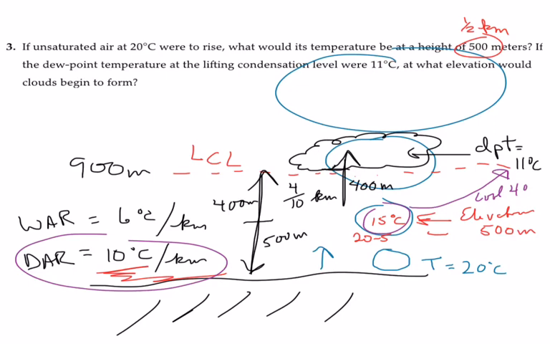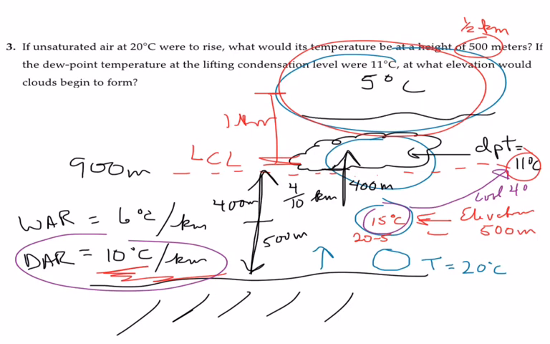If it's 11 degrees now, and this is 1 full kilometer, it's going to cool from 11 minus 6. That's not part of the question, but it would be 5 degrees Celsius up there. And it would be a cloud. Very good. Okay, so I think that was it.